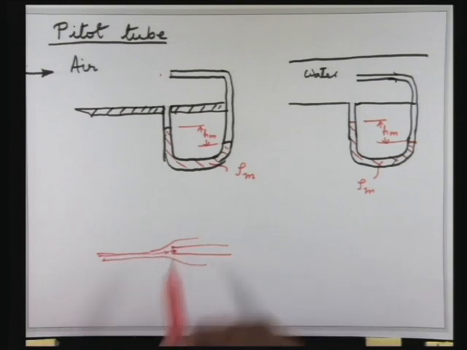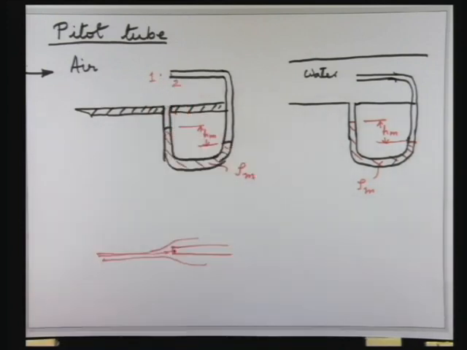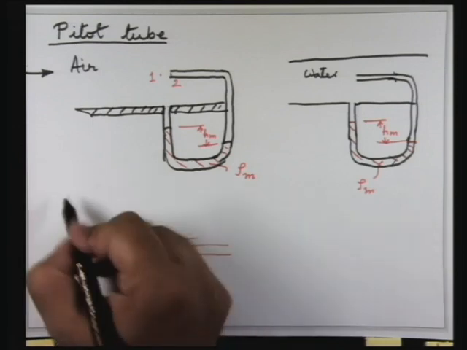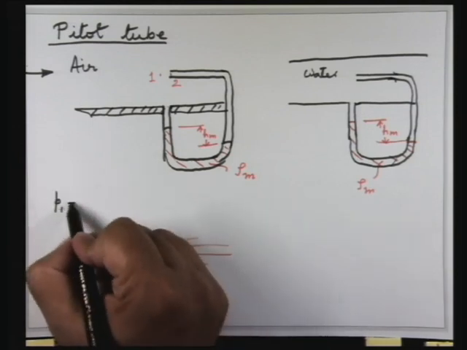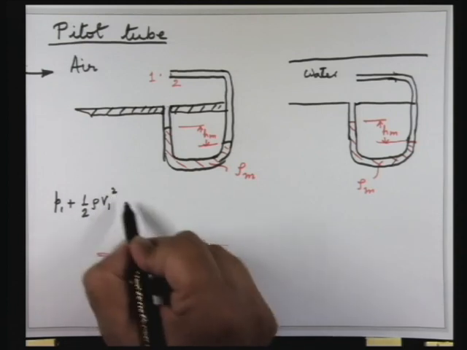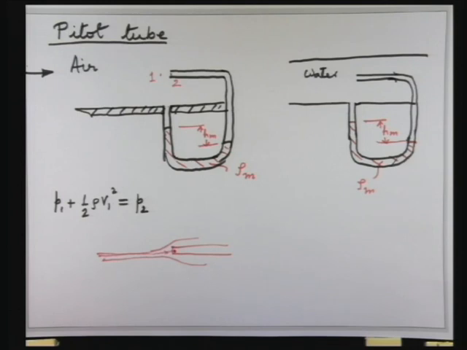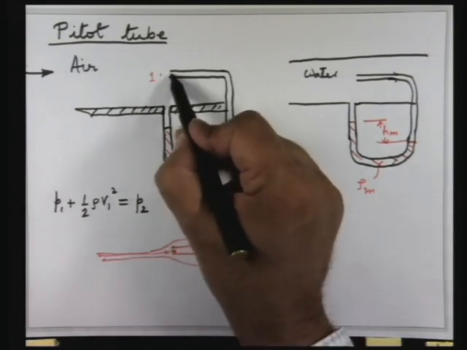So here you will have a stagnation point. If I say this is 1 and this is 2, you are going to have P1 plus half rho V1 squared is equal to P2. I am not writing the other term because the velocity here is 0.